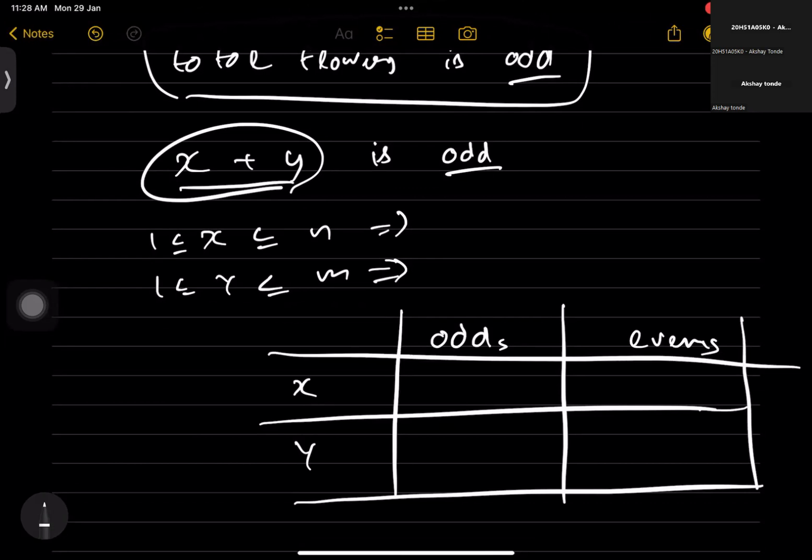Now, what will be the number of odd values that are possible for x? Okay. Now, if an n value is given to us, we can easily say that the number of odds will basically be (n plus 1) by 2, right? So this will be (n plus 1) by 2. Okay. And the number of evens will always just be n by 2. Here also in a similar way, we can say (m plus 1) by 2, and here we can say m by 2, right?